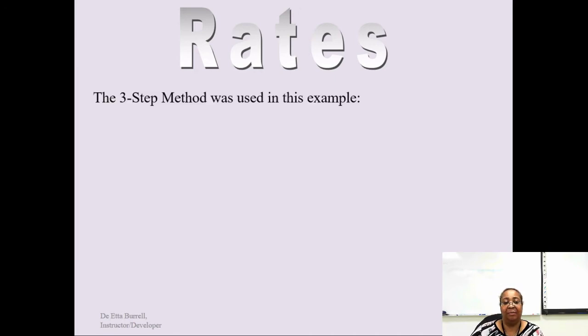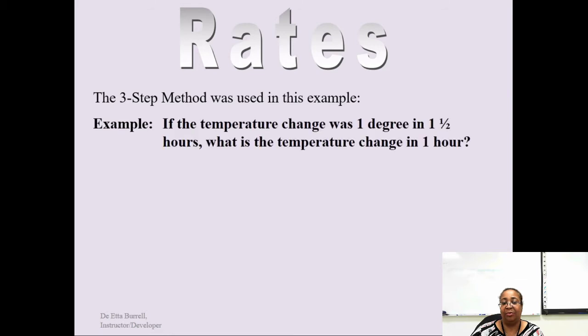Now in this example, the temperature change was 1 degree in 1.5 hours. What is the temperature change in 1 hour? So we have to first set this up. We have degrees and we have hours. So in my setup, I'm going to have degree and hour. They said that 1 degree changes in 1.5 hours. What they want me to find out is what happens in 1 hour.